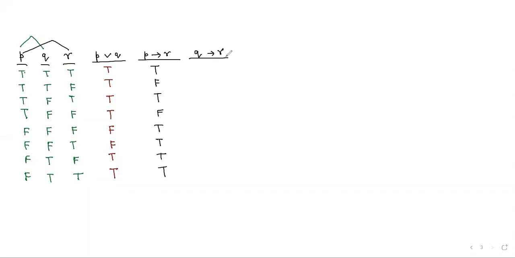Q implies R means I need to check these two now. So hypothesis true, conclusion true, so we have true. Hypothesis true, conclusion false, so it is false. Hypothesis false, conclusion true, so it is true. Hypothesis false, conclusion false, true. Hypothesis false, conclusion false, true. Hypothesis false, conclusion true, true. Hypothesis true, conclusion false, false. Hypothesis true, conclusion true, so true.